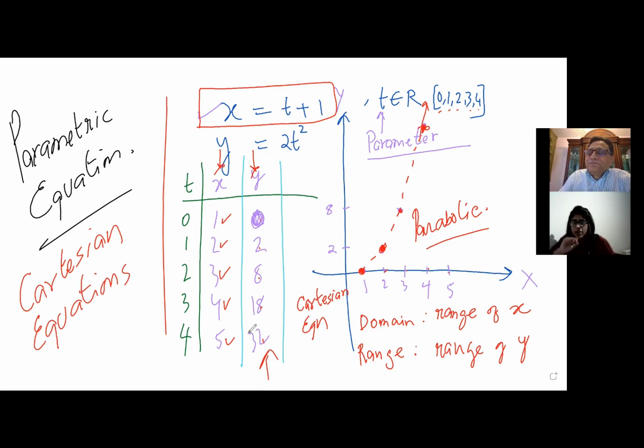The range is the range of the second equation, which is y equals 2t squared. So you can say the domain is the range of x, of the first equation, which was plotted along the x-axis as the Cartesian parameter, and the range is the range of the y equation, which was plotted along the y-axis. You get the idea? Does it make sense to you?